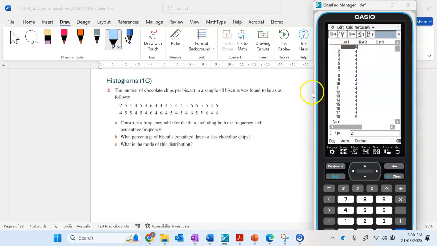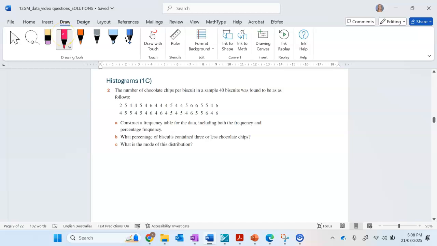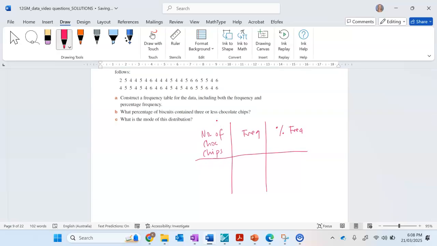So we can just have a look here, writing our frequency table. So we've got number of choc chips, and then we'll do the frequency, and then we'll do the percentage frequency. Only 2 choc chips. It's a bit sad, isn't it? Oh, I'm thinking now I could probably do it as a histogram.